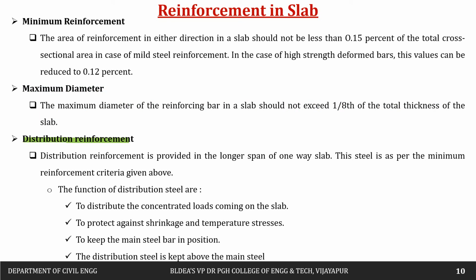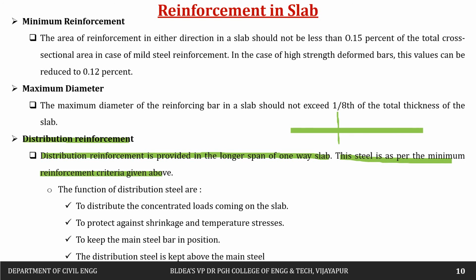Next comes the distribution reinforcement. Let us see why it is provided. The distribution reinforcement is provided in the longer span of a one-way slab. In the shorter direction we provide the main reinforcement. In the longer direction we provide the distribution steel. The steel is as per the minimum reinforcement criteria given above.